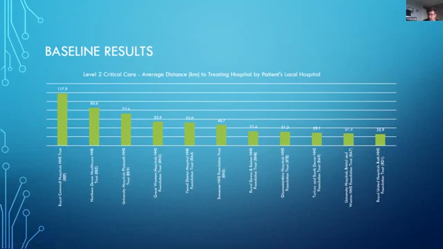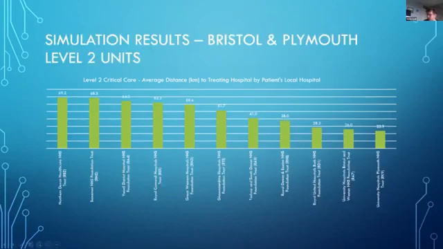But what if we located a level 2 unit in Plymouth as well as Bristol? I ran a simulation model to see what impact that would have, and these are the results. As you can see, Plymouth has a comparable average distance to treating hospital to Bristol in this simulation. Royal Cornwall's average distance is reduced, as well as a lot of the other Devon providers in the southerly part of the southwest.